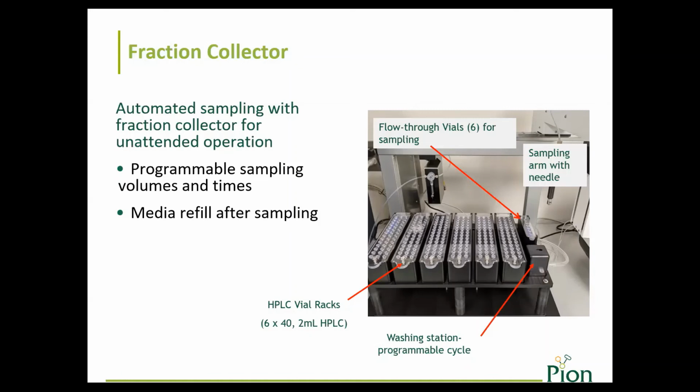After the sample, which is drawn up through the sampling arm with the needle, that's automatically cleaned before reuse for the next sample. The sample is drawn from what we call a flow-through valve. You can see that there's 6 of them up there. So these are directly in the circuit from the SCISSOR, right? So that's the fluid coming in. The needle comes down, draws the sample, and then puts it in one of the HPLC vials. These are standard 2 milliliter HPLC vials. And then finally, the wash cycle is also programmable.